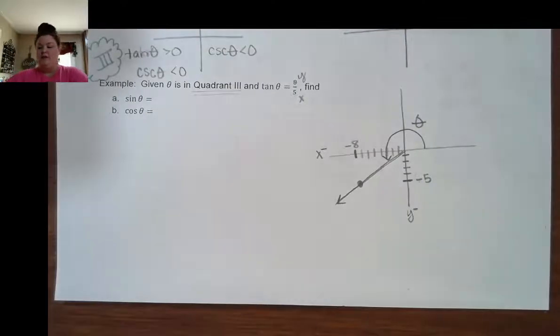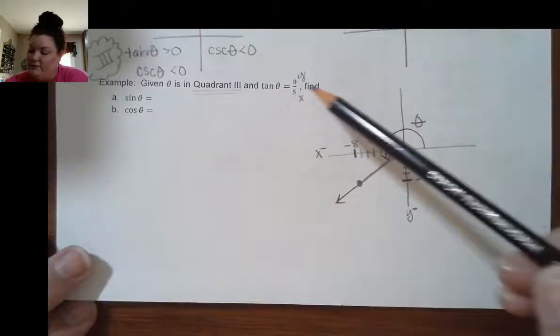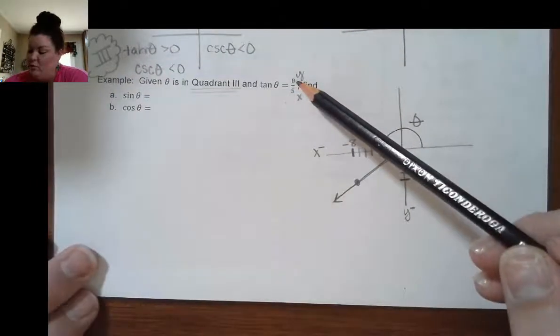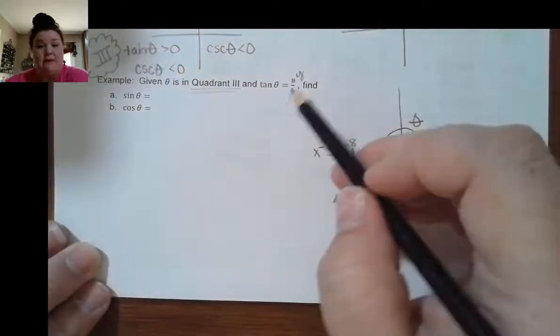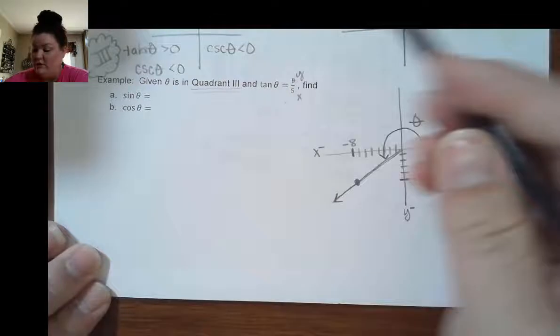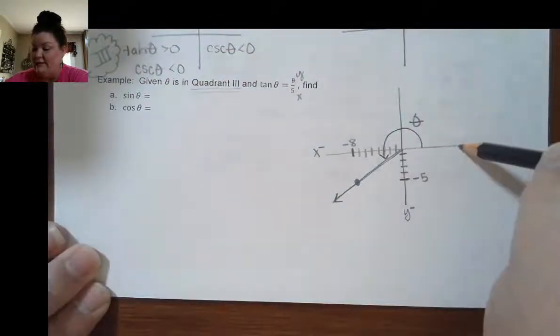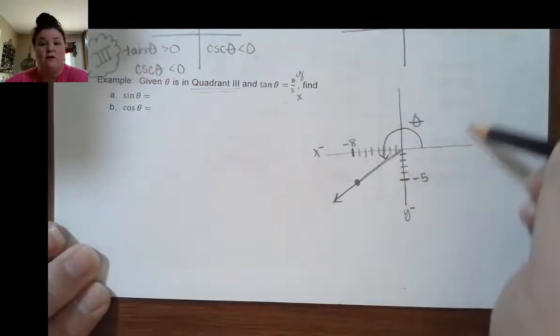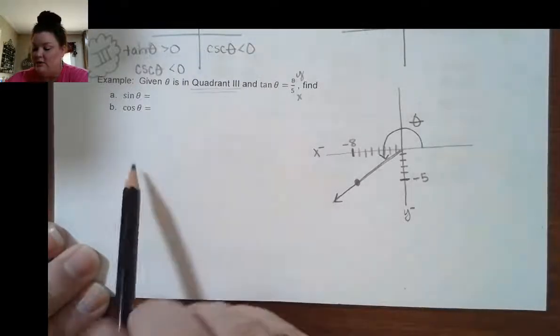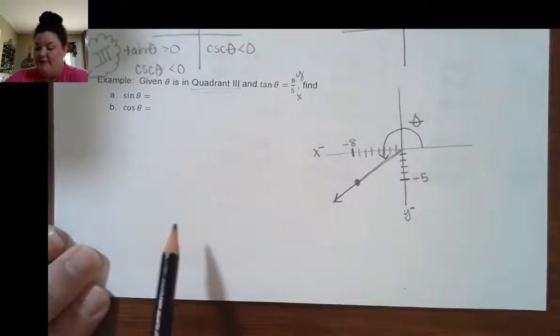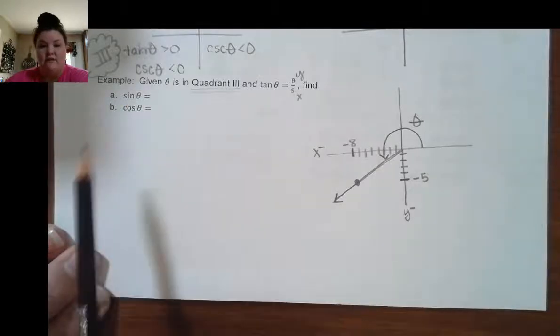Okay, so I filled in everything we know about it. I know that my x value had to have been -8. I know that my y value would have had to have been -5, right? Because if I would have kept them positive, if I would have done x is positive 8 and y is positive 5, that would have put me up here in quadrant 1, right? And it told me it's in quadrant 3. So now what I want to do is I need to figure out what my sine and cosine values are, right?